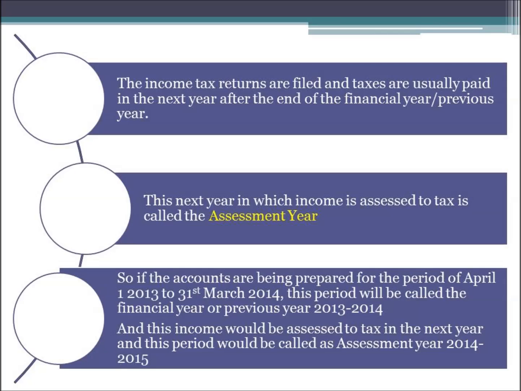The year in which the income is earned is called the previous year, and the year in which that income is assessed to tax and the assessee is liable to pay tax is the next year, the year following the previous year, which is called the assessment year. This is the meaning of the terms previous year and assessment year, and this is how they work in the Income Tax Act. I earn income in 1 year and I pay tax on that income the next year. The year in which I am earning is the previous year as per the IT Act, and the year in which I am paying taxes on that income is the assessment year, which is the year following the previous year in which the income was earned.